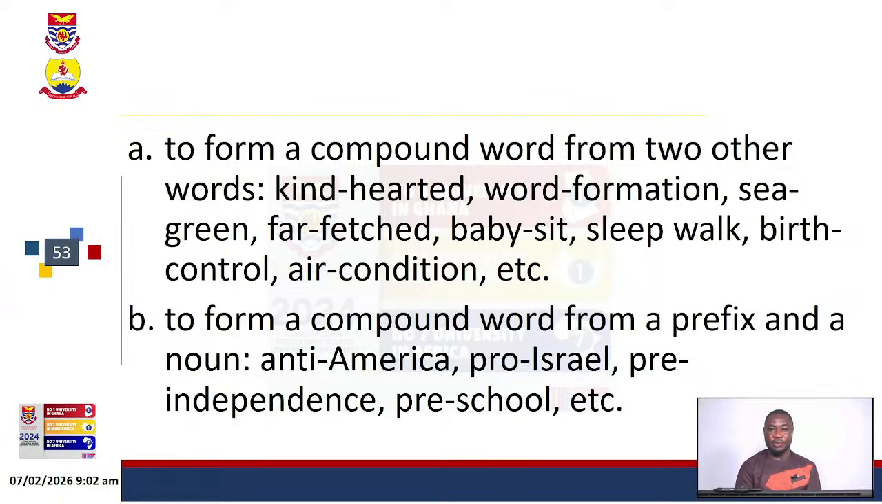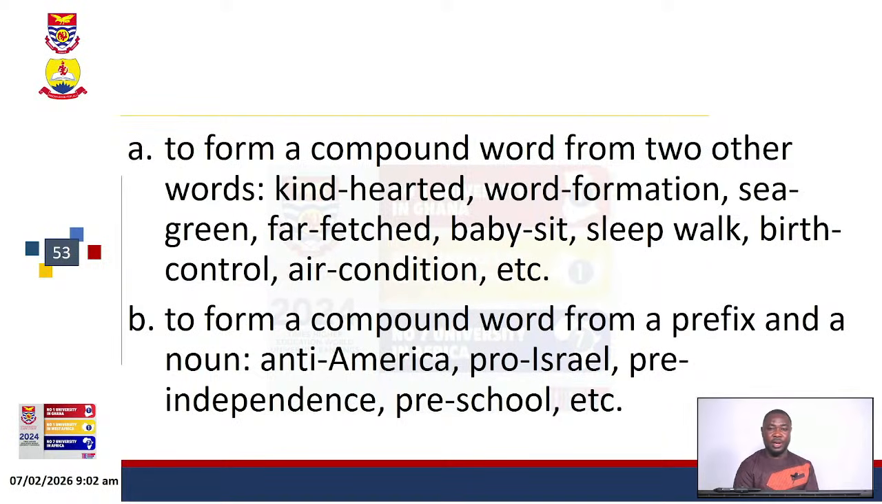1, to form a compound word from 2 other words. Okay? So, kind-hearted. You don't need a dash between the kind and hearted. What you put there is a hyphen. Word-formation. Sea-green. Far-fetched. Baby-sit. Okay?